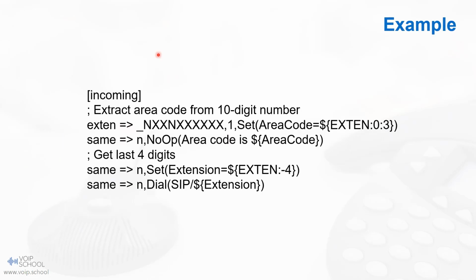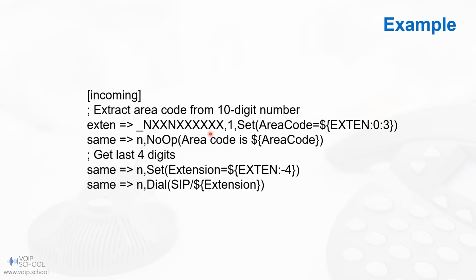In this example, we show an incoming context, and we are going to extract the area code from a 10-digit number. So first, the area code is the extension starting with 0, colon 3. So start with the N that matches anything from 2 to 9, then 0 to 9, 0 to 9. So these 3 numbers. This is the area code. And here we use the NoOp, the no operation. This just prints the area code on the console.